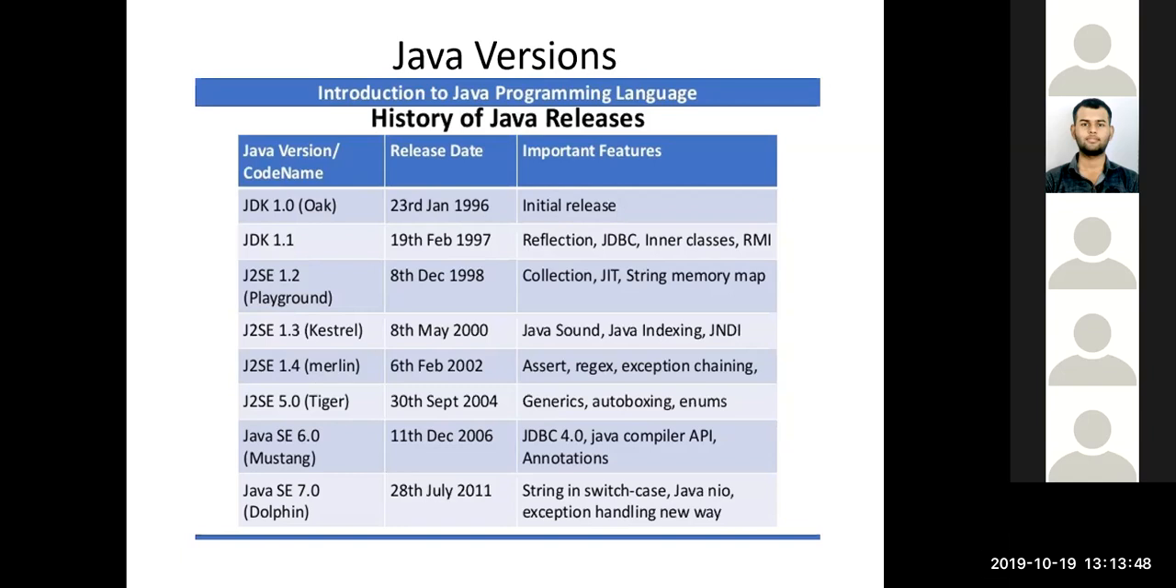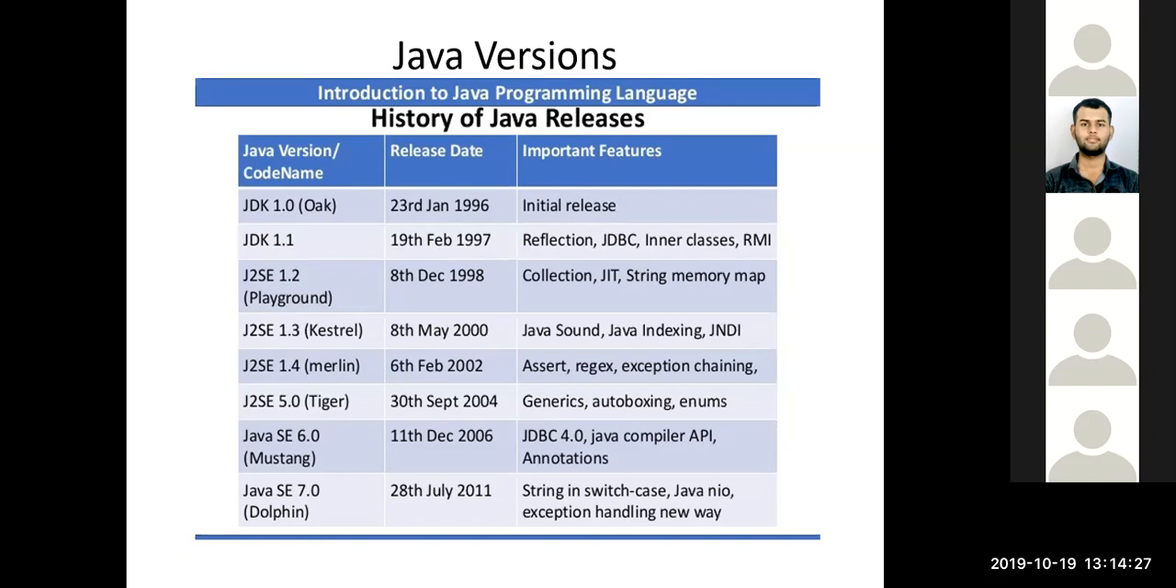Then J2SE 1.2 was named Playground. Playground for whom? Playground for the developers: I am bringing you something new that you can play with. You were facing some issues in handling the map, in handling the dictionary, so I am giving you a set of collections. From 1.2 it was named J2SE 1.2, Java 2 Standard Edition, and it had collection features. Collection is a set of libraries.